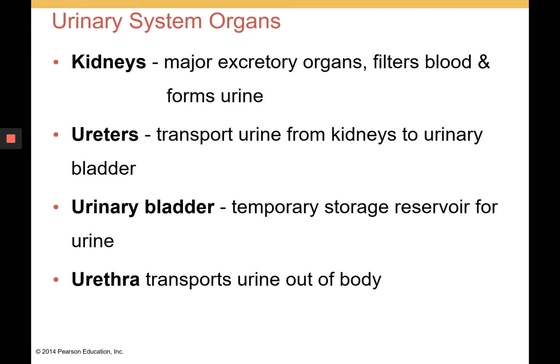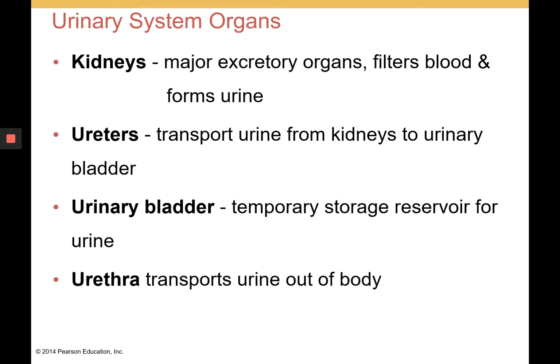The organs of the urinary system again are the kidneys, ureters, urinary bladder, and urethra. There are 2 kidneys, 2 ureters, 1 urinary bladder, and a urethra. The kidneys are the major excretory organs. Not only do they create filtrate, which eventually becomes urine, they send that urine from the kidneys to the bladder using the ureters. The ureters are transporting muscular tubes, and the ureters are going to enter or fuse with the urinary bladder at its posterior side.